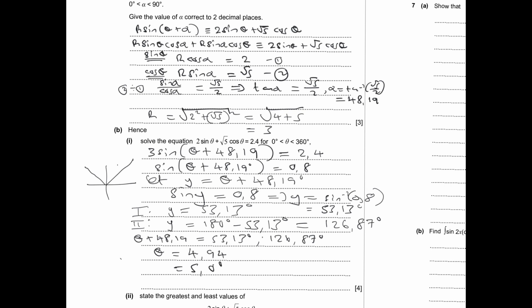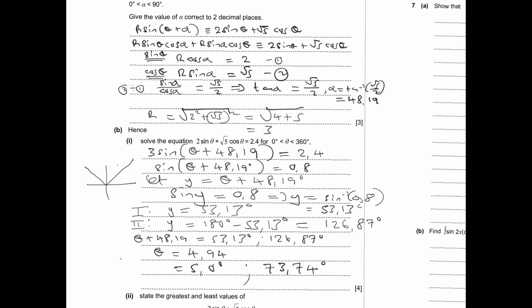Okay, and then the second one, for this one here, we still say 126.87 minus 48.19. What do we have? 126.87 minus 53.13. What do we get? We are going to get 73.74 degrees. Okay, so those are our solutions for that equation there.